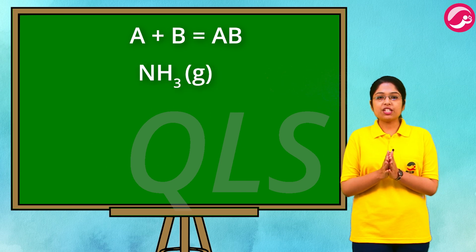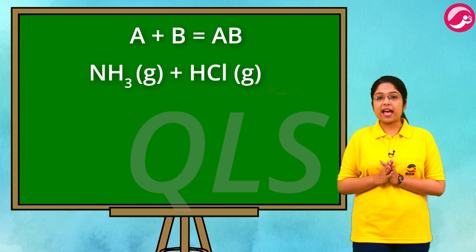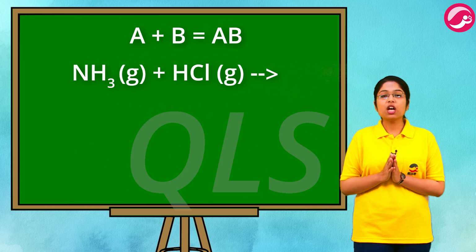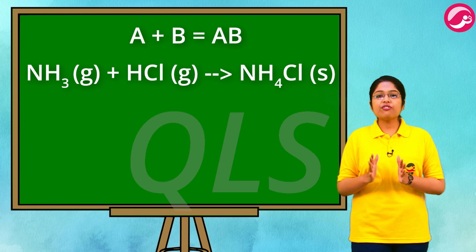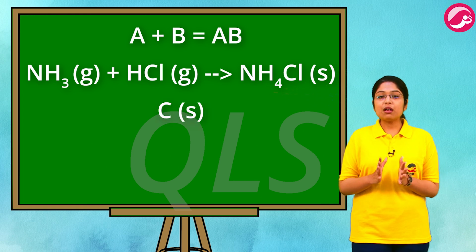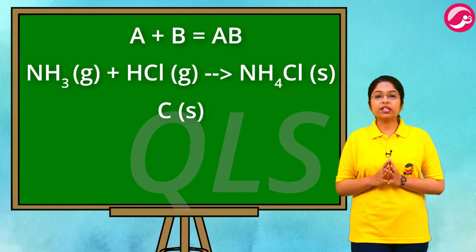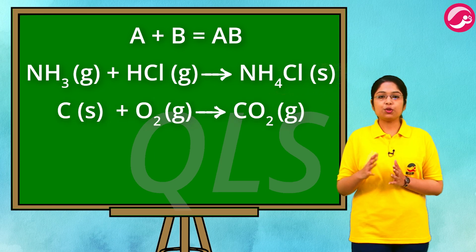When NH3, ammonia gas, reacts with HCl gas, hydrochloric gas, it gives out ammonium chloride, a solid salt. Combination reactions also occur while burning of fossil fuels like coal. The carbon present in fuels during the burning reacts with oxygen present in air to form carbon dioxide, CO2.